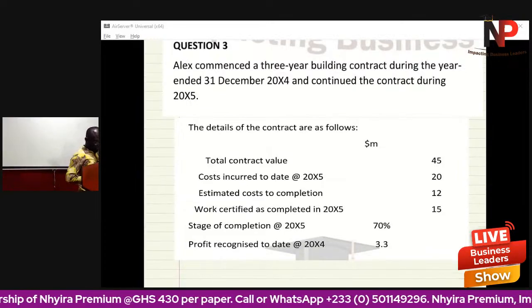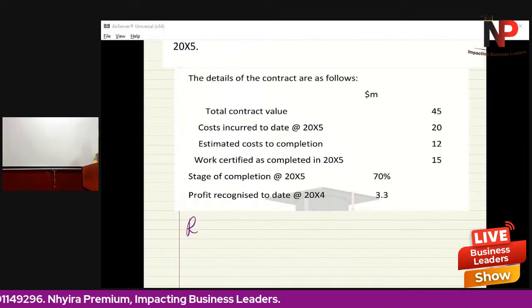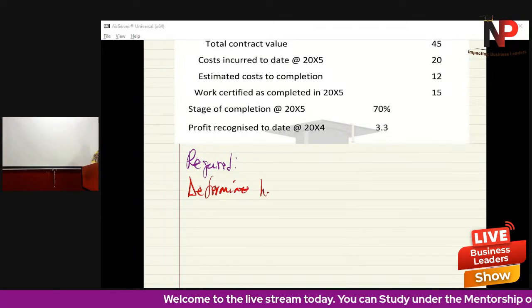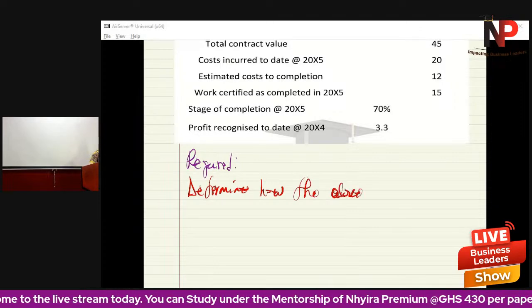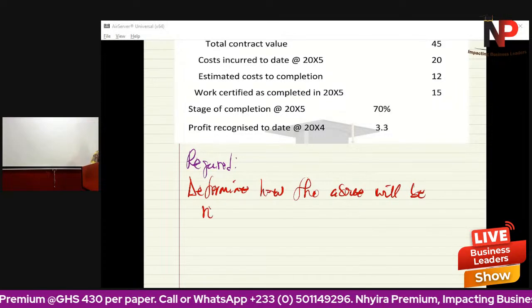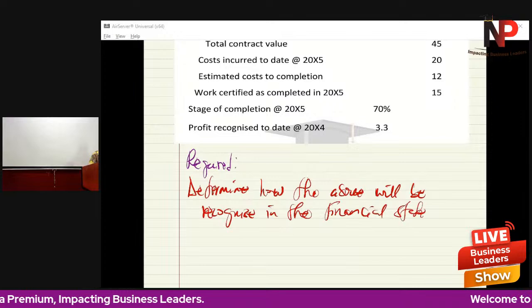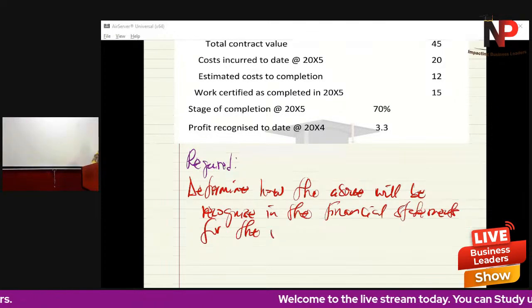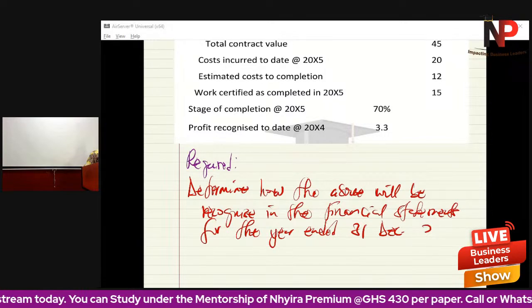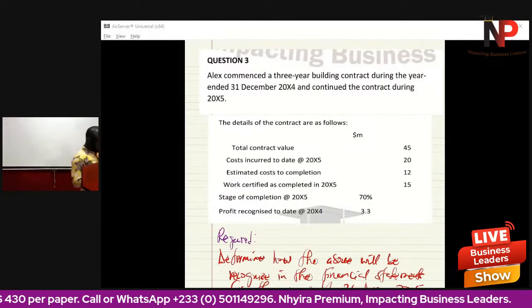The requirement here is pretty simple: to determine the amount to be recognized in the financial statements for the year ended 31st December 20X5. So the requirement is, how the above will be recognized in the financial statements for the year ended 31st December 20X5. So stay with me carefully as we try to go through this question quickly for our discussion.